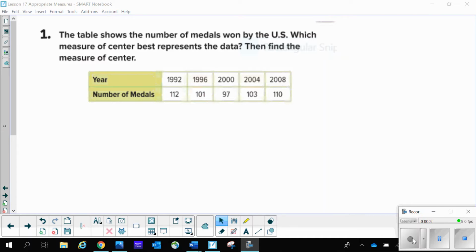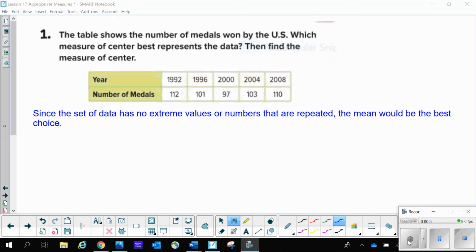Okay, what about the mode? Is there any data that has many pieces that are represented? No, there's no data with many repeated numbers. So we can leave out the mode, which means the mean is going to be our best choice. Take this note down of why we're choosing to find the mean of the data. Next, pause the video and also find the mean of the data.